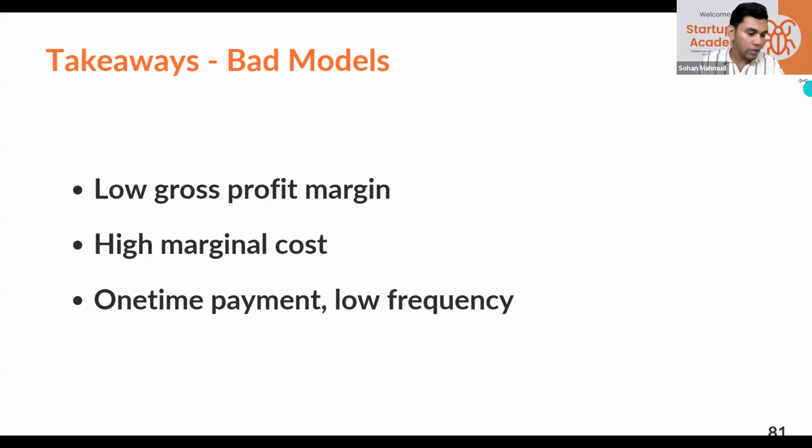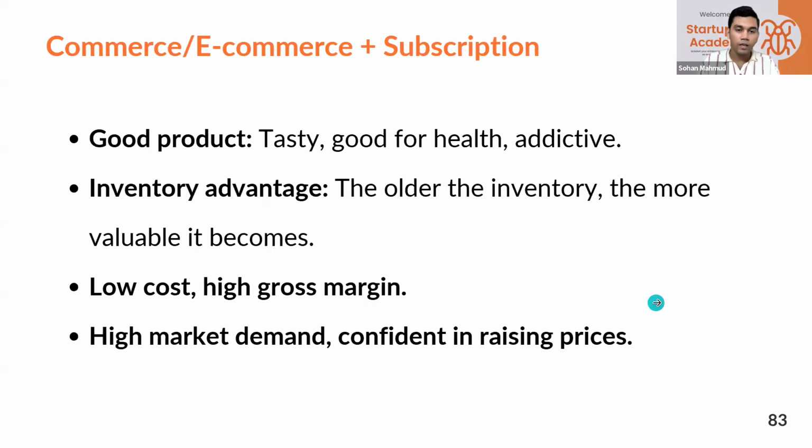So let's move into other models that can be really good ones. E-commerce plus subscription. Let's give an example. If there's a product that is tasty, good for health, addictive, this is a really good product. It can also have an inventory advantage. The older the inventory, the more valuable it becomes. And it's low cost, high gross margin, high market demand, with confidence in raising prices.